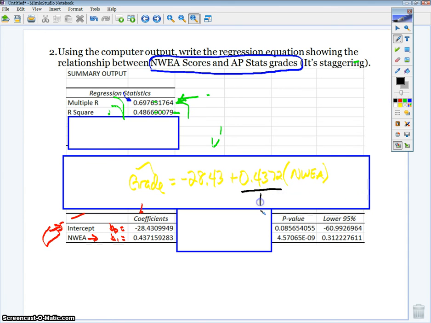Now, something I didn't do earlier. Slope, let's interpret it. For every 1 additional NWEA point, you would expect someone's AP stat grade to go up by about 0.4372 percentage points. So for every 1 NWEA point, you'd expect someone's AP stat grade to be about half a point higher for the year. The y-intercept, which we've talked about, oftentimes doesn't make sense. If someone scored a 0 on the NWEA test, you would expect them to get about a negative 28.5 on their AP stat grades. Again, that doesn't make sense.